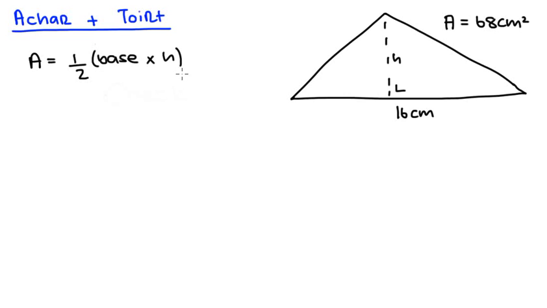So now I have my formula. I'm going to fill in the variables that I have. So I know the area is 68 centimeters squared. I know the base is 16, and I want to find the height. So 68 for area, half 16 multiplied by h.